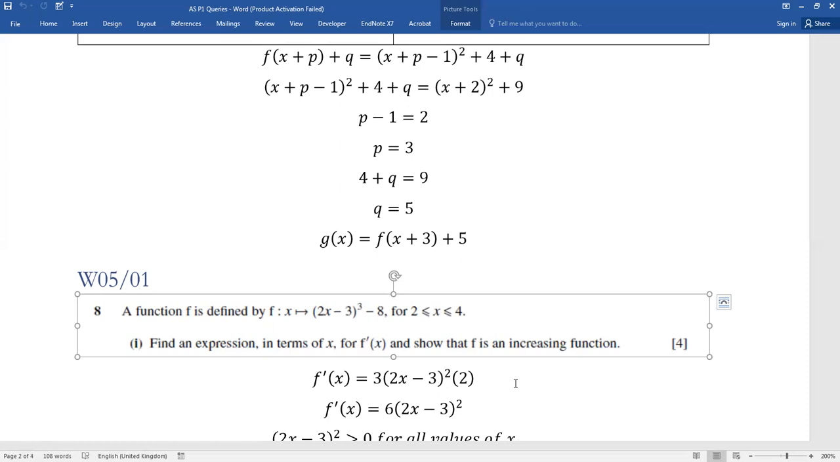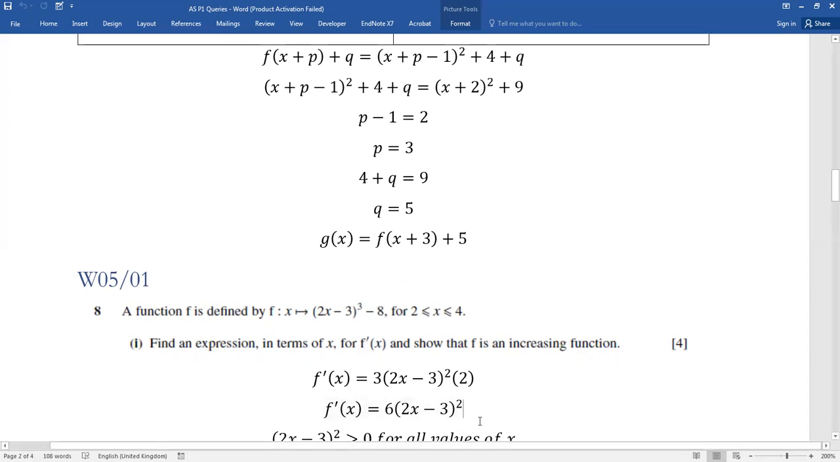What will be the derivative of 8? What about the power? And what is the entire thing? F dash x. No, the moment you differentiate, you write the entire thing as f dash x. So this is the derivative.